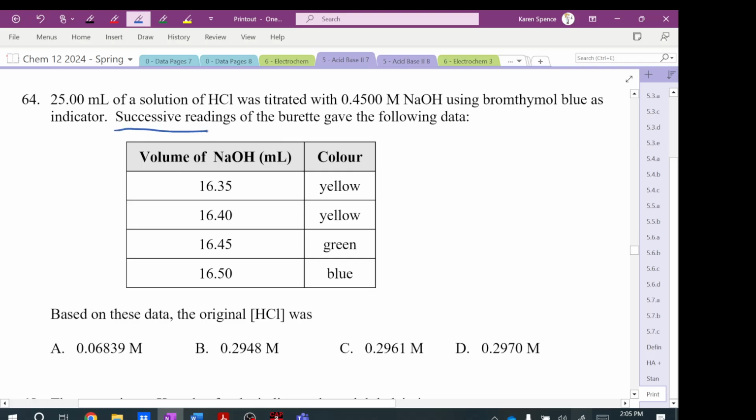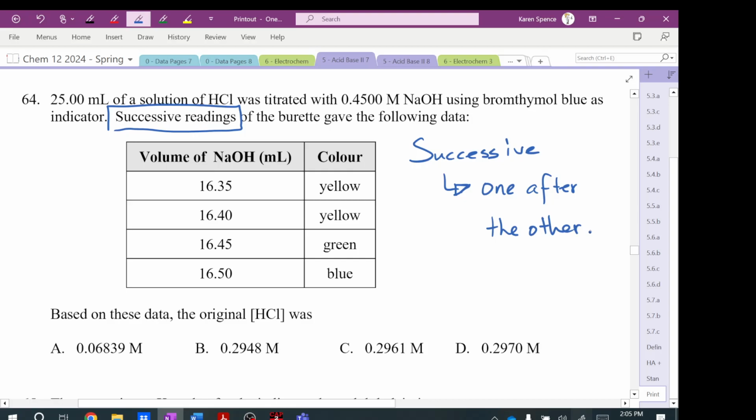Okay. Here we have 25 milliliters of HCl was titrated with 0.5 molar NaOH. We have successive readings. Do you guys know what successive means? No. Successive means one reading succeeds the other. So it means one after the other, which helps you understand what's going on.